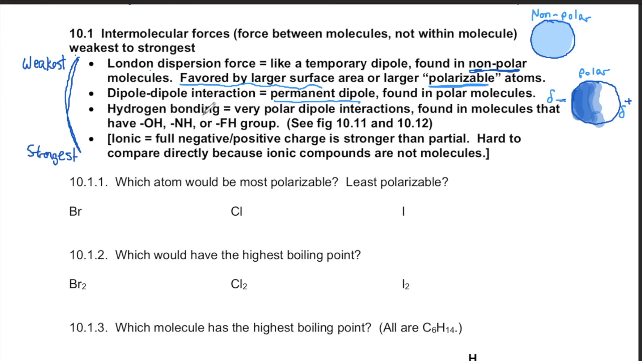And so we have a slightly negative and a slightly positive side of the molecule. An extreme case of this is called hydrogen bonding. When a molecule has an OH or an NH or an FH group, these differences in electronegativity are so extreme that it's the same thing as being polar, but it's so strongly polar that it's a special case and it has a special name. So it's like a super dipole-dipole interaction, and that's called hydrogen bonding.